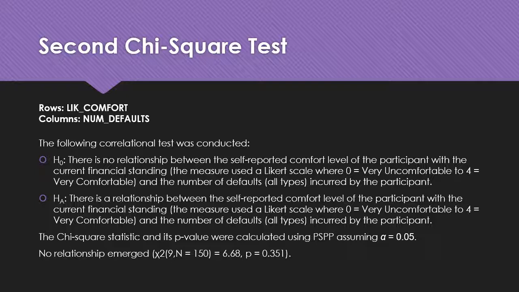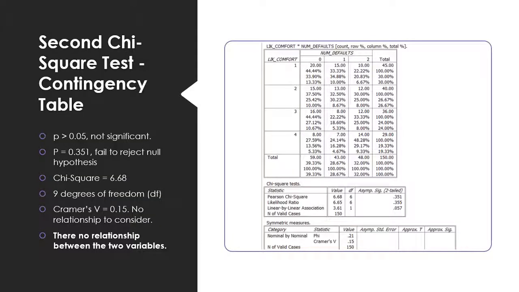The chi-square statistic and its p-value again were calculated using PSPP, assuming alpha is 0.05. We saw that no relationship emerged between these 2 variables in this second chi-square test. If we look at the contingency table, we can see that P is a lot bigger than 0.05, therefore we do not see a significant relationship.